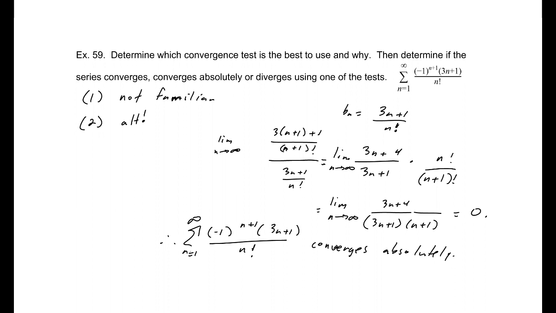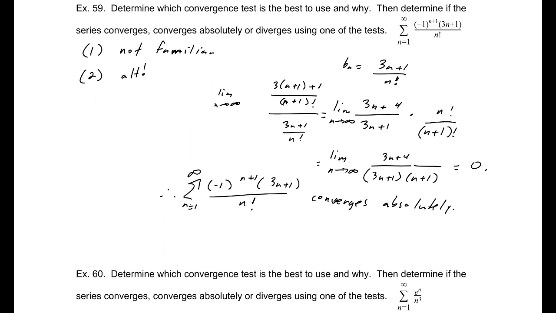Well, that means that the original series, n equals 1 to infinity of -1 to the n plus 1 times 3n plus 1 over n factorial, converges. That was, after all, an option. So we can certainly say that it converges.